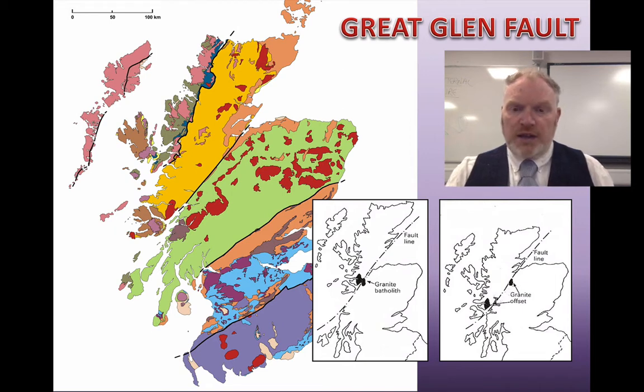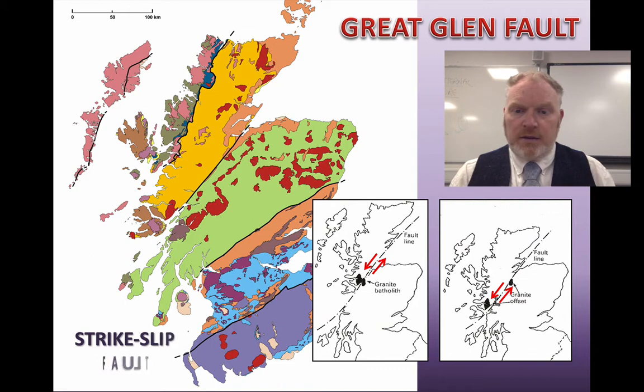The next question then asks you to put movement arrows on this map, and we can see this is the movement that we see, and we can tell that from that granite that has been moved by this fault, maybe as much as 70 kilometers. And finally, the movement of that granite also shows us that the Great Glen is a strike slip fault.